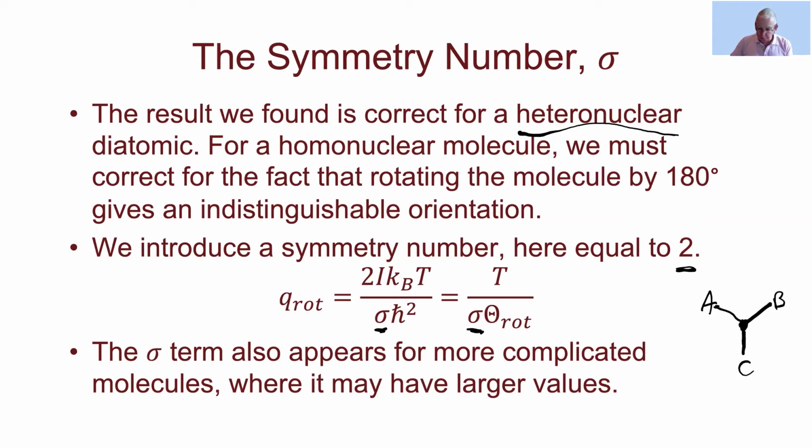So for our purposes, the main thing is that if we have a homonuclear diatomic, we're going to be using a 2 here because we're mostly working with diatomic molecules.